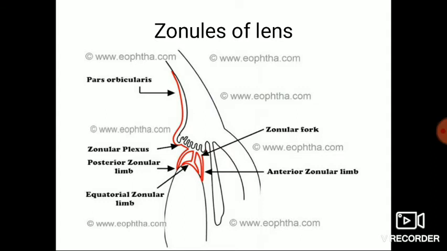Each zonular fiber is composed of multiple filaments of fibrillin which are about 8 to 12 nanometers in diameter. The zonular fibers are rich in fibrillin, which maps to chromosome 15q21.1. Mutations in the fibrillin gene occur in Marfan syndrome, which causes weakening of the zonules and subsequent subluxation of the lens.